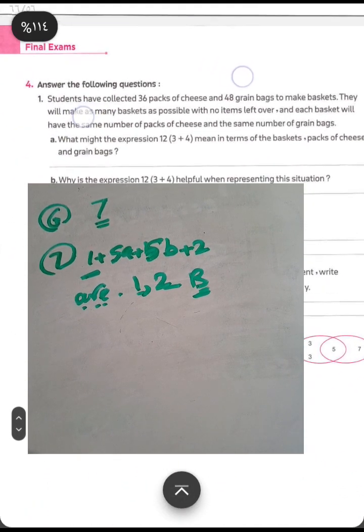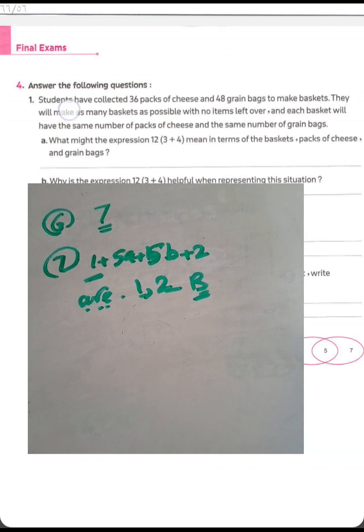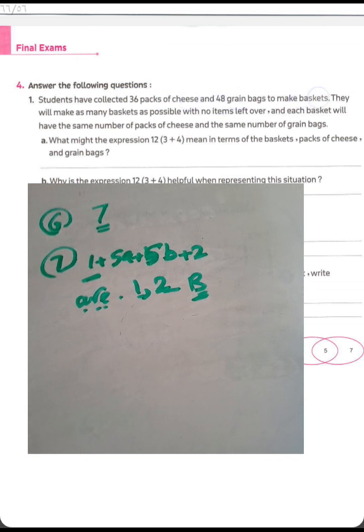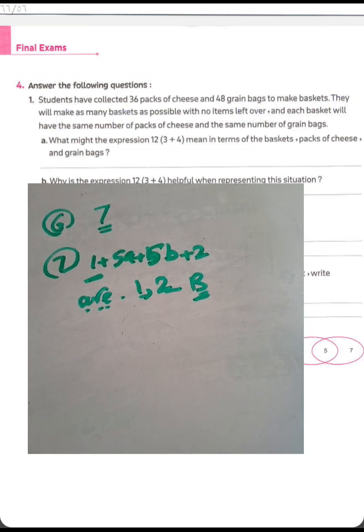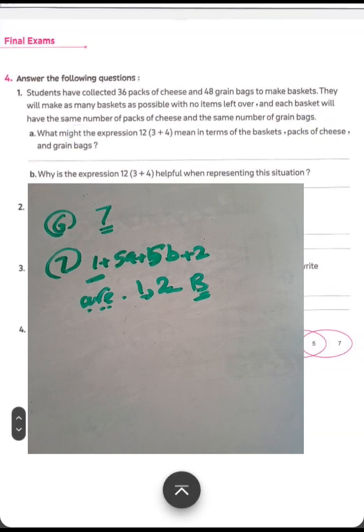Question number 4. Answer the following question. Students have collected 36 bags of cheese and 48 grain bags to make baskets. They will make as many baskets as possible with no items left over, and each basket will have the same number of bags of cheese and the same number of grain bags. Okay, letter E. What might the expression 12 multiplied by the sum of 3 and 4 in parentheses mean in terms of items in the baskets, bags of cheese and grain bags?